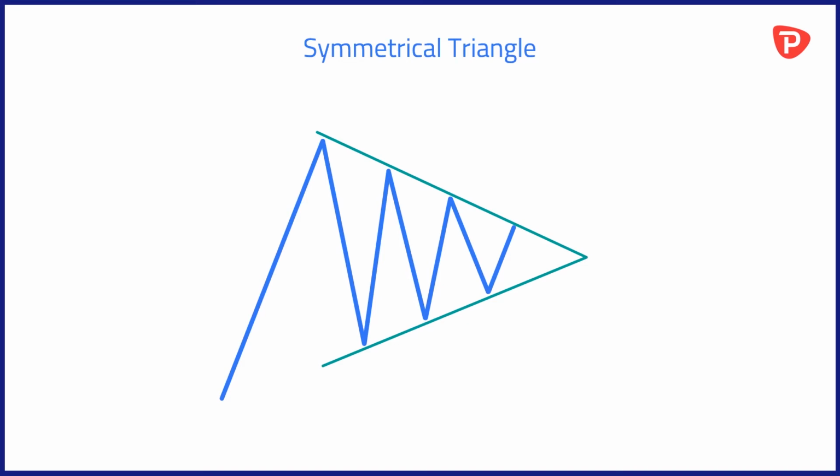Now, symmetrical triangles can occur in many places throughout a trend, but generally appear when a trend is taking a pause, or closer to the end of an up or down trend, and they are generally seen as a continuation pattern. There is no bias for which way a symmetrical triangle could break, as they can go long or short depending on the market conditions.